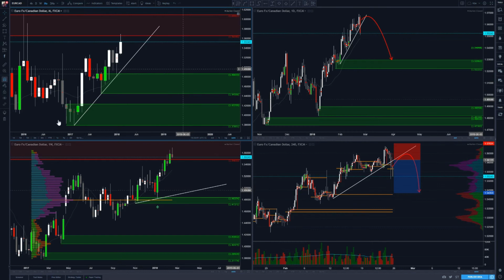Euro CAD, nice monthly uptrend, bouncing from the monthly supply zone. In the weekly, we have an uptrend as well in the supply zone, so no longs. And on the daily, we can see a nice engulfing candle trying to break through this trend line.